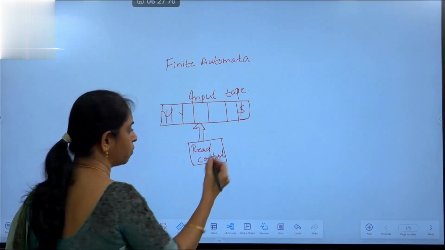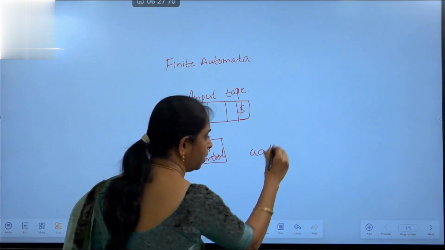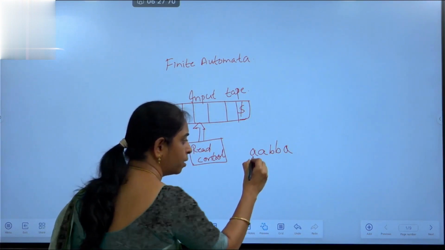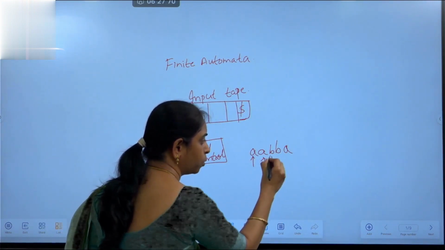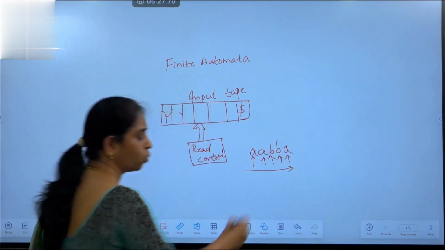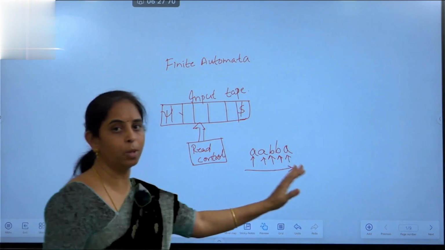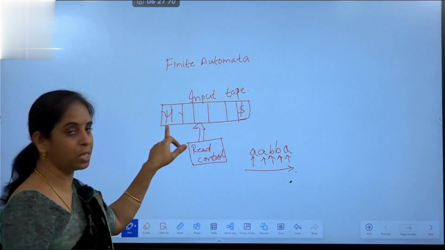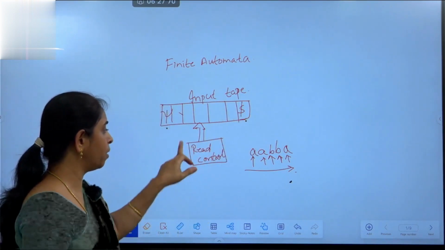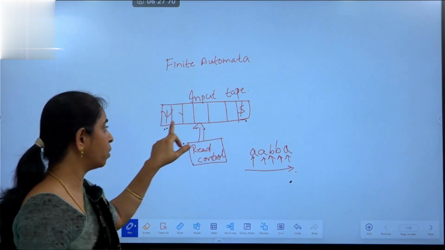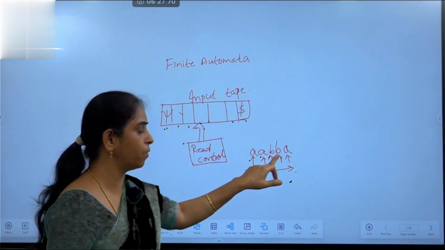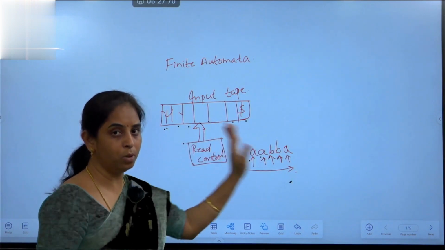Suppose we have the input string A, B, B, A. The finite automata read control head reads from left to right. The main thing about the finite automata is that it reads only from left to right; it can't move backward. So from the initial symbol it will stop at the end symbol. We take care of the read control with the arrowhead, which reads the symbols step by step. Each and every symbol will be read by the finite automata, from left to right itself.